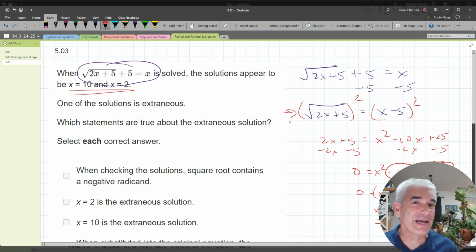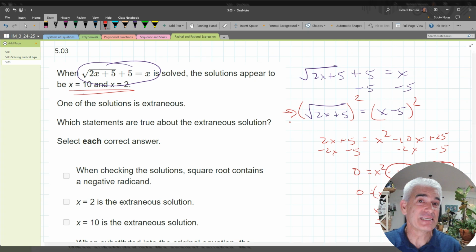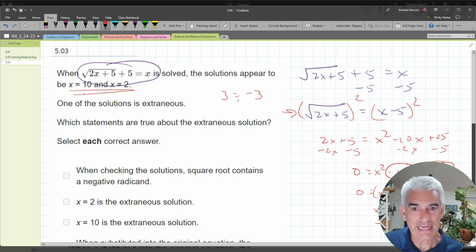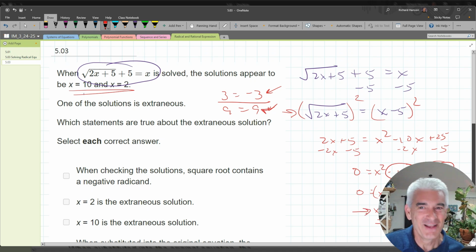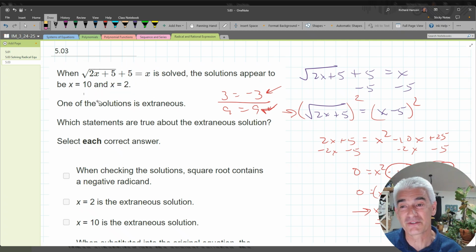But squaring both sides might introduce this idea of it worked in the later version, but not in the original version, because maybe you had 3 equals negative 3. Well, if I have 3 equals negative 3 and I square both sides, I get 9 equals 9. Of course, 9 equals 9, but 3 doesn't equal negative 3. So sometimes the squared version works when the original version plugging in wouldn't have worked. You were not asked to do this. I was just showing you the process, and it could get even uglier. All you're asked to do is check it.